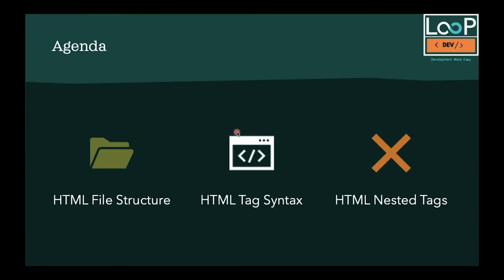So with that being said, the agenda for today looks like this. First, we will be learning about HTML file structure, that is how an HTML structure would look without any content. Then we'll be looking at different tags that we can use to identify different types of content in a web page and how their syntax looks like. And finally, we'll be looking at how we can combine different HTML tags to achieve an outcome in our web page.